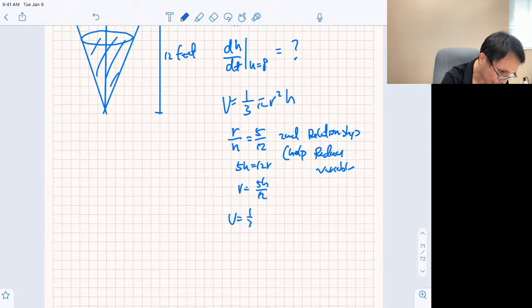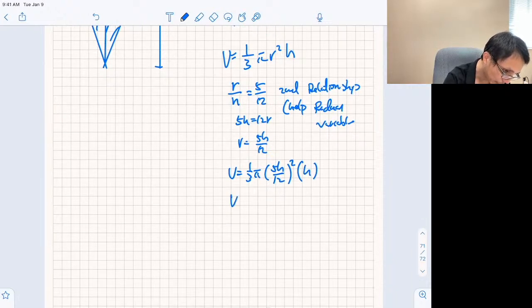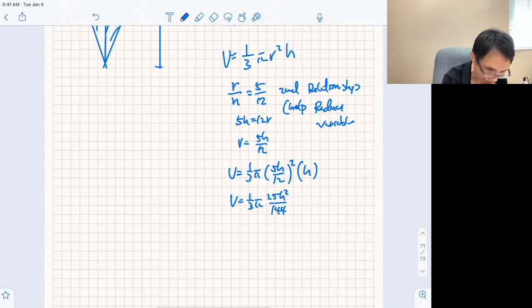So volume is equal to 1/3 pi r squared. Well, r is no longer r, so it's going to be 5h over 12, squared, times h. Does that make sense? So V equals 1/3 pi, and this one is going to be 25h squared over 144. Am I doing okay? Does that make sense or no? What happened to the last h? Oh, yep, you're right. h.